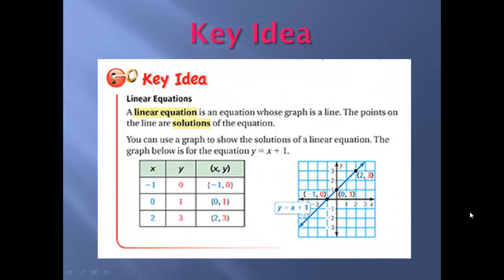First, we're going to look at our key idea. A linear equation is an equation whose graph is a line. The points on the line are solutions of the equation. You can use a graph to show the solutions of linear equations. The graph below is for the equation y equals x plus 1.